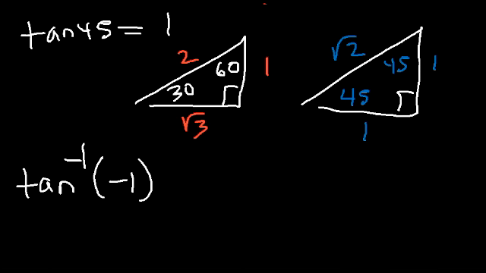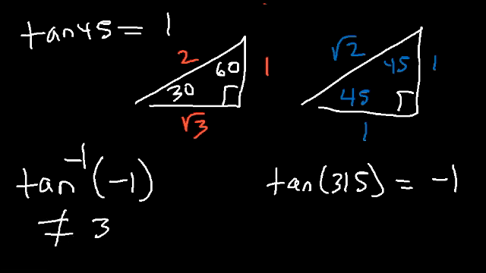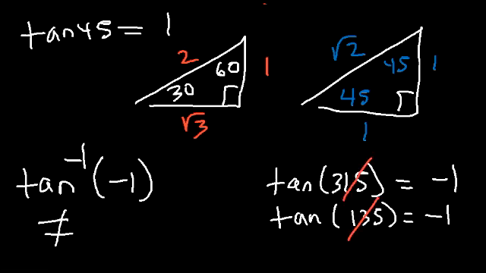Now, tangent of 315, which is in quadrant 4, that's negative 1. But inverse tan of negative 1 does not equal 315, because 315 is not between negative 90 and 0, even though we have the right quadrant. Tangent of 135 is also negative 1, but that's in quadrant 2, and inverse tan does not exist in quadrant 2, so we can't use these.